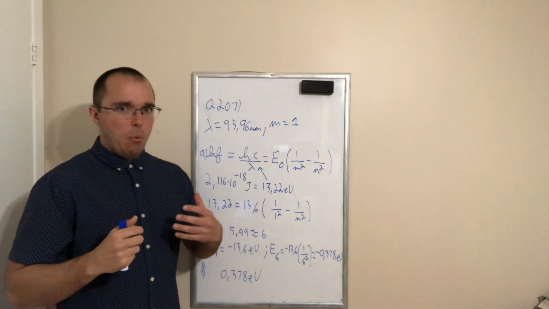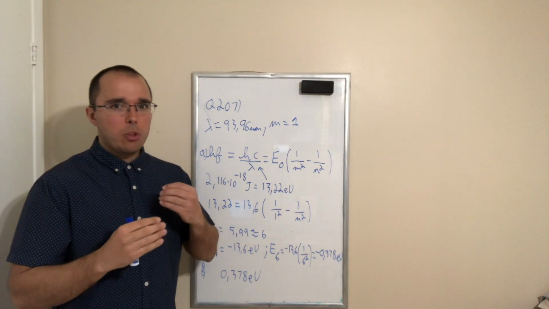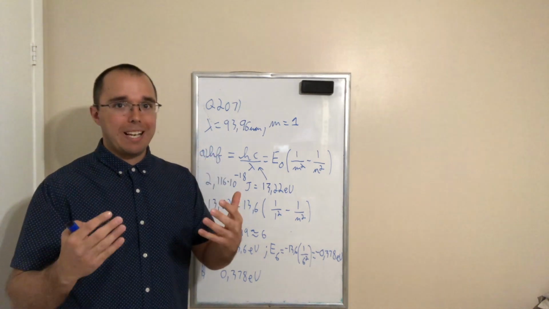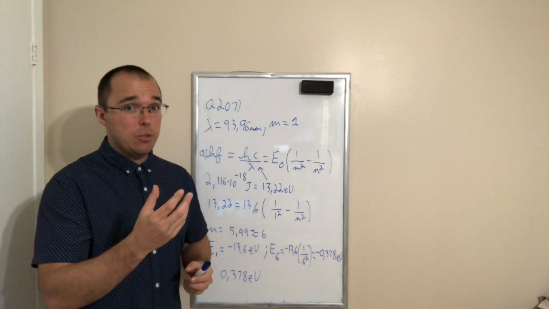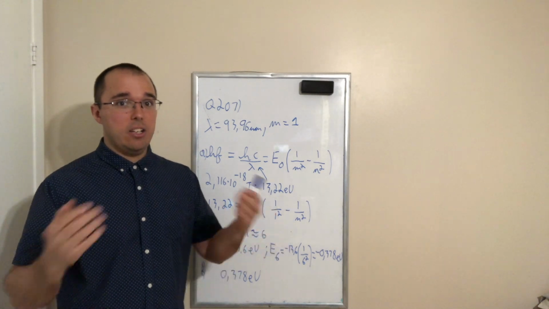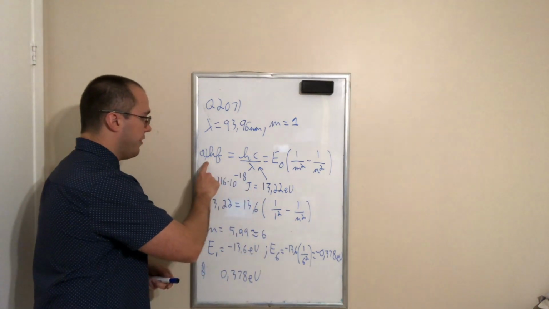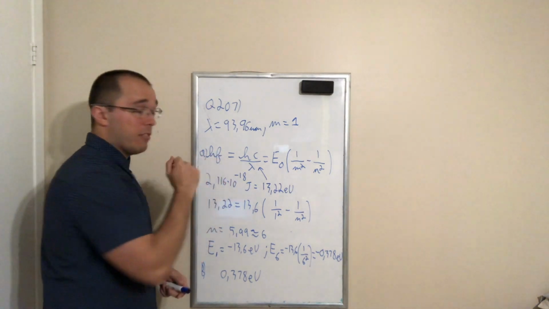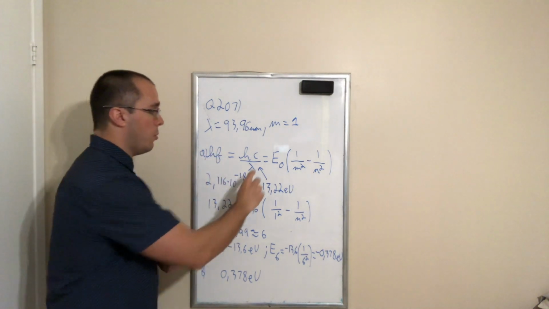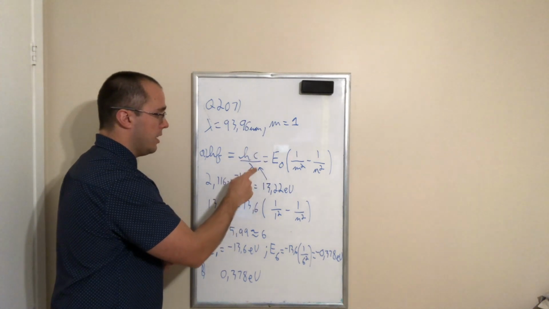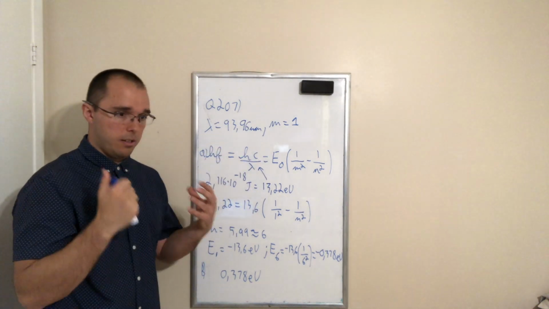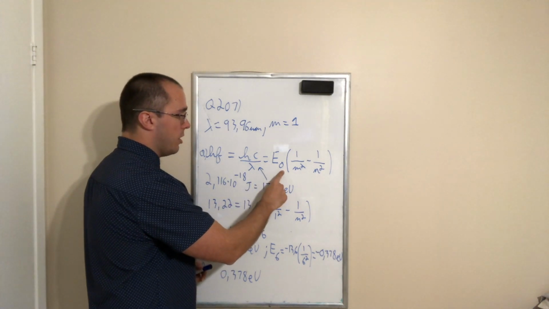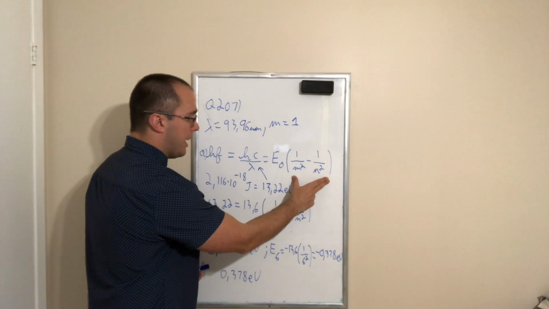The first step is we want to figure out on which level the electron ends up after absorbing this photon. So we need to know how much energy is in the photon. The energy of the photon is the Planck constant multiplied by the frequency. We don't have the frequency, but we do have the wavelength, so we make this change, c divided by lambda, to get the frequency. And this will be equal to the ionization energy multiplied by that term over here.